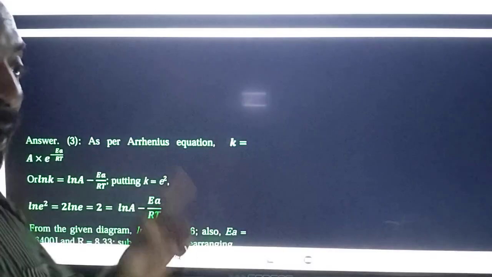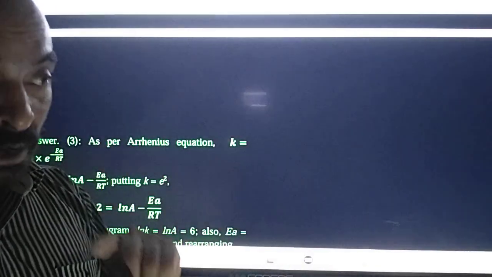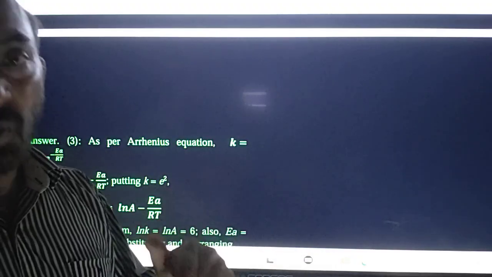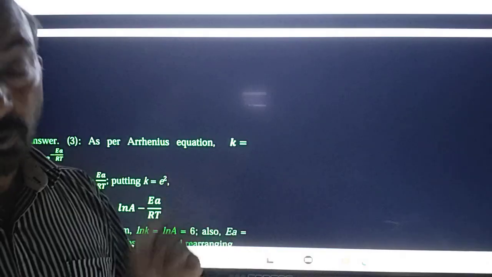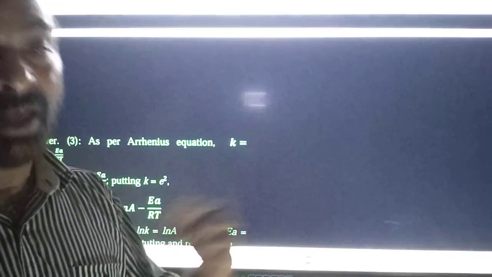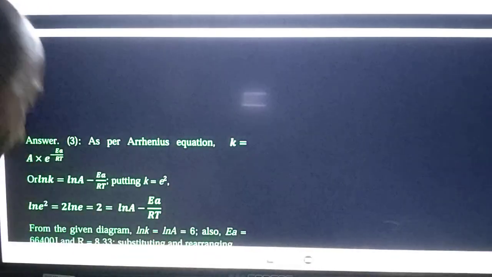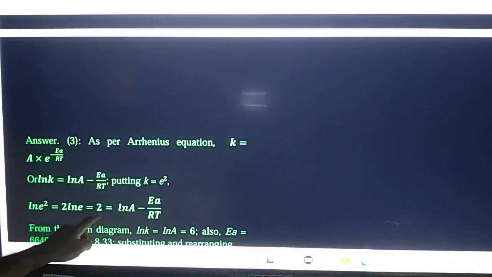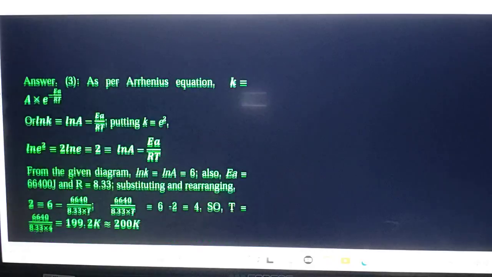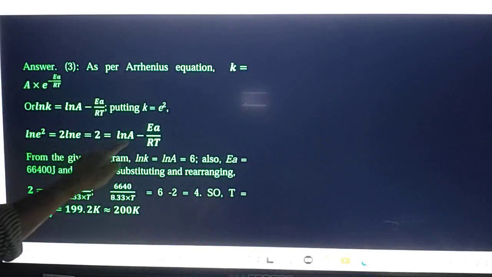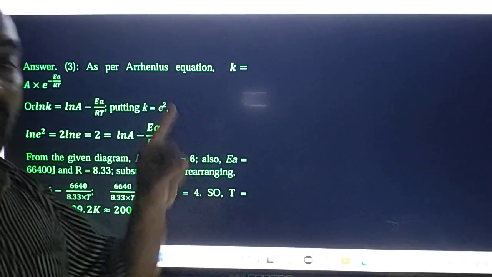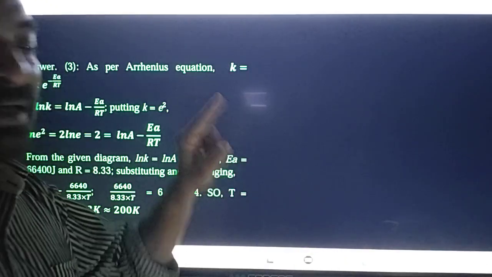But ln e square is 2 ln e by the rule of logarithm. And we know that log 10 is 1 when log is based to 10. Similarly, when log is based to e, then ln e will also be 1 for the same reason. Okay, so 2 ln e is equal to 2, which is equal to ln A minus Ea by RT. Agreed. From the given diagram, see the highest value of ln k is ln A.